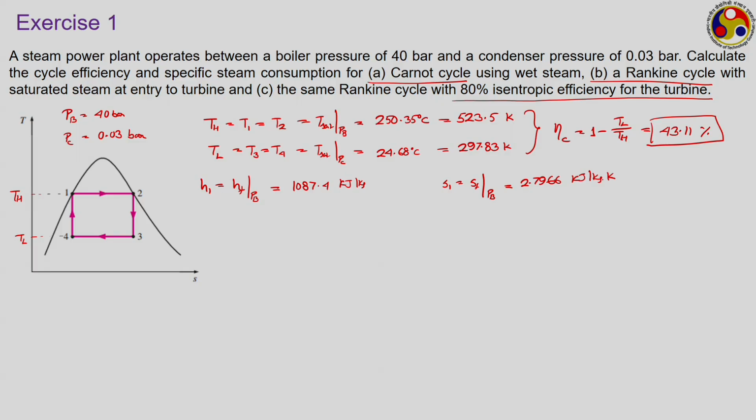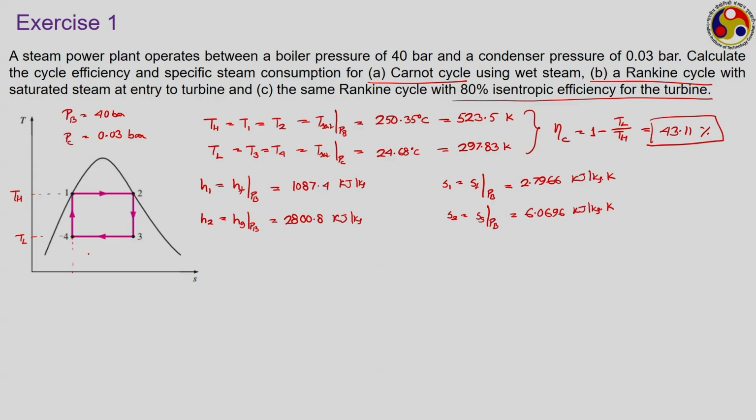What about H2? Point 2 is located on the saturated vapor line. So, H2 should be equal to Hg corresponding to the boiler pressure, which is the value in my table. Similarly, S2 is equal to Sg corresponding to the boiler pressure, which is 6.0696 kilojoule per kg Kelvin. So, we have got the information for points 1 and 2 and that we have noted.